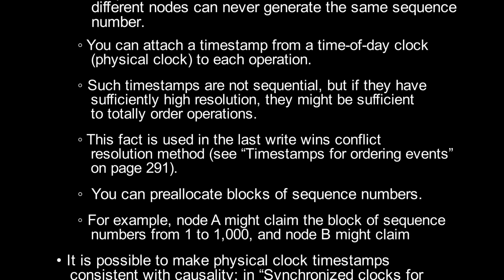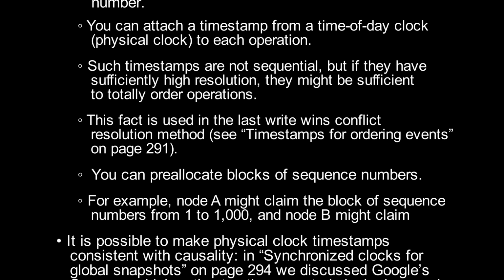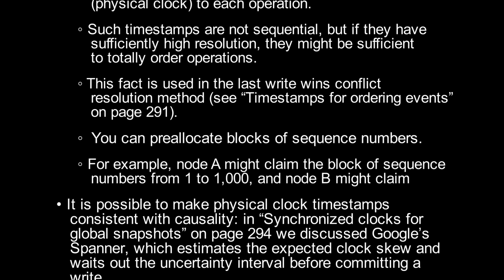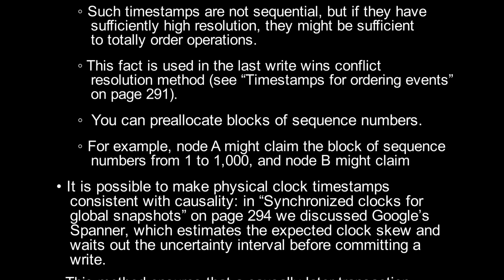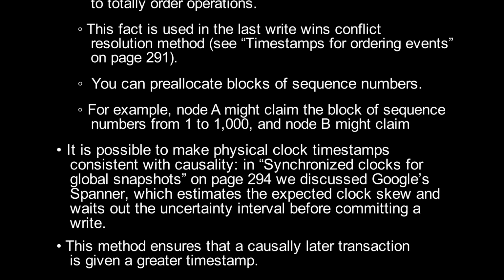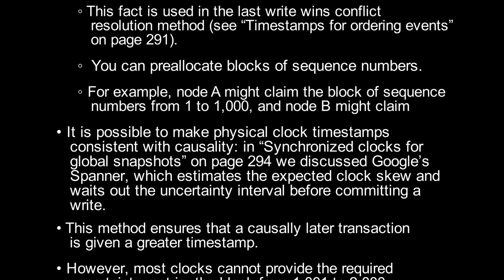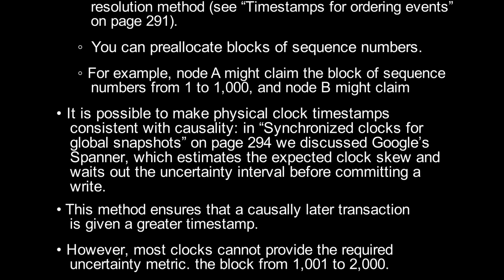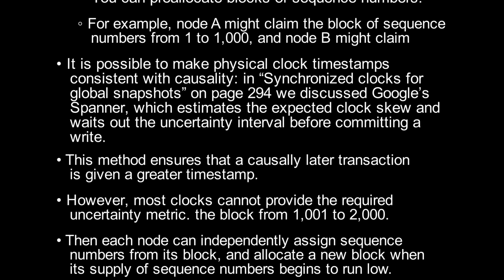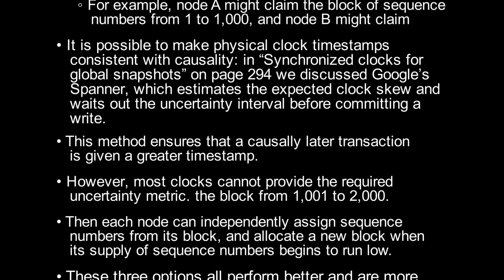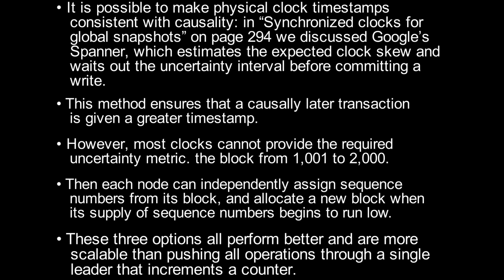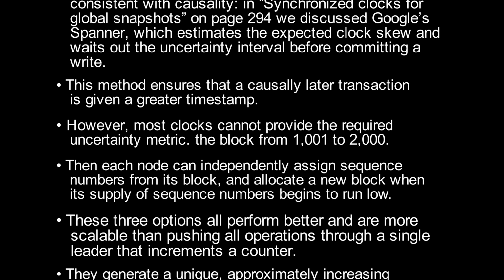You can pre-allocate blocks of sequence numbers. For example, Node A might claim the block of sequence numbers from 1 to 1000, and Node B might claim the block from 1001 to 2000. Then each node can independently assign sequence numbers from its block, and allocate a new block when its supply of sequence numbers begins to run low. It is possible to make physical clock timestamps consistent with causality in synchronized clocks for global snapshots. On page 294 we discussed Google Spanner, which estimates the expected clock skew and waits out the uncertainty interval before committing a write. This method ensures that a causally later transaction is given a greater timestamp. However, most clocks cannot provide the required uncertainty metric.